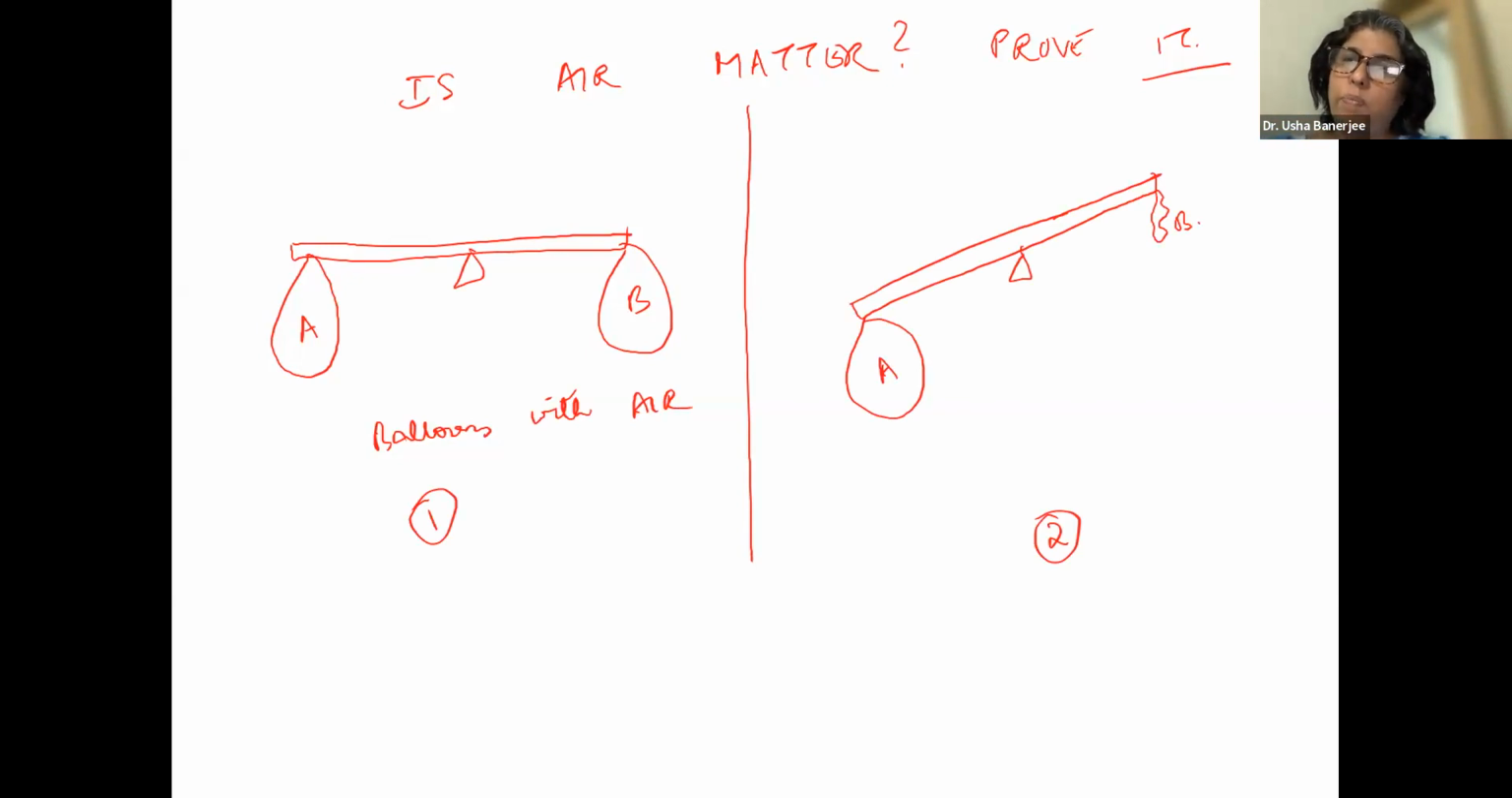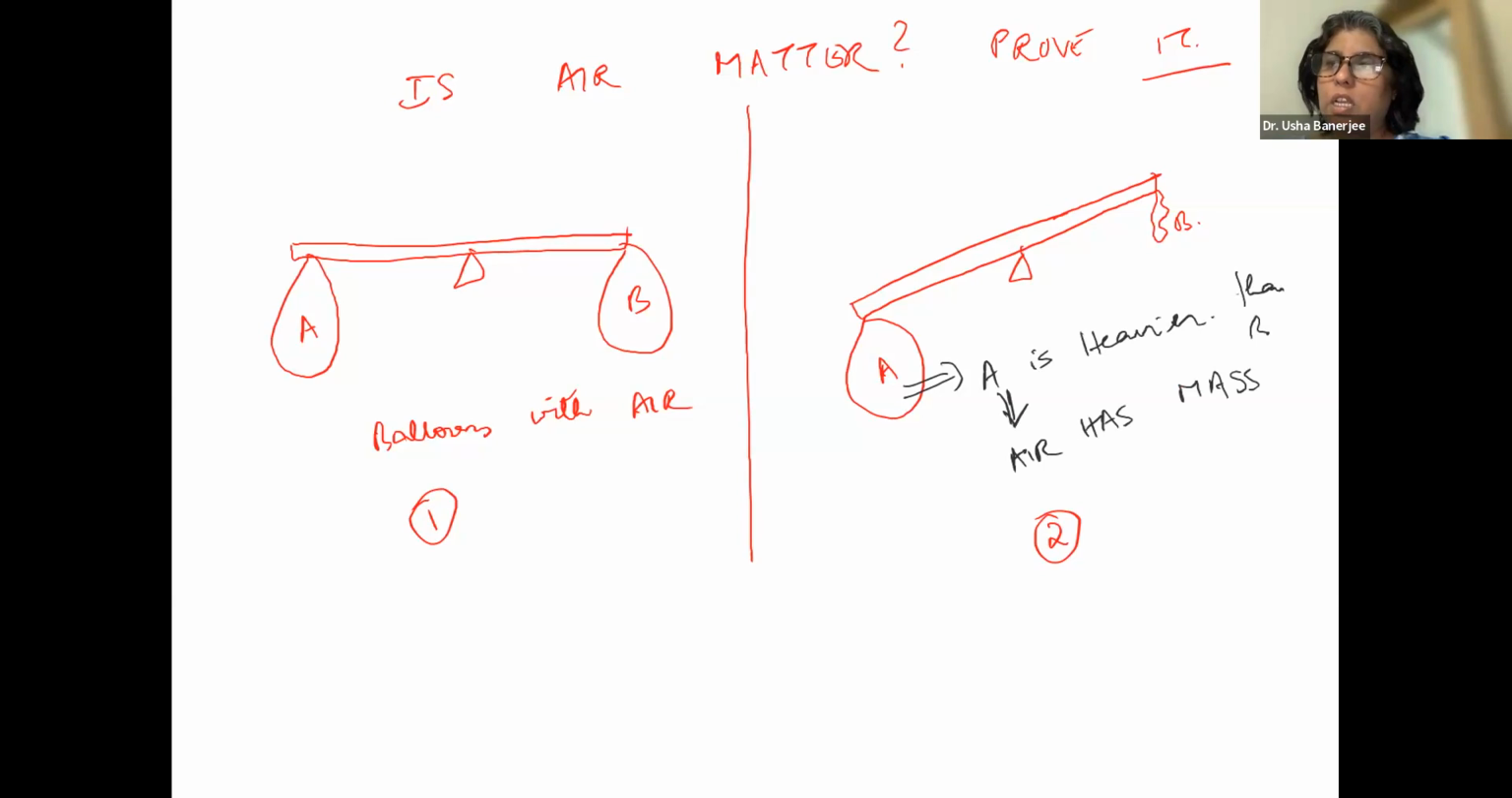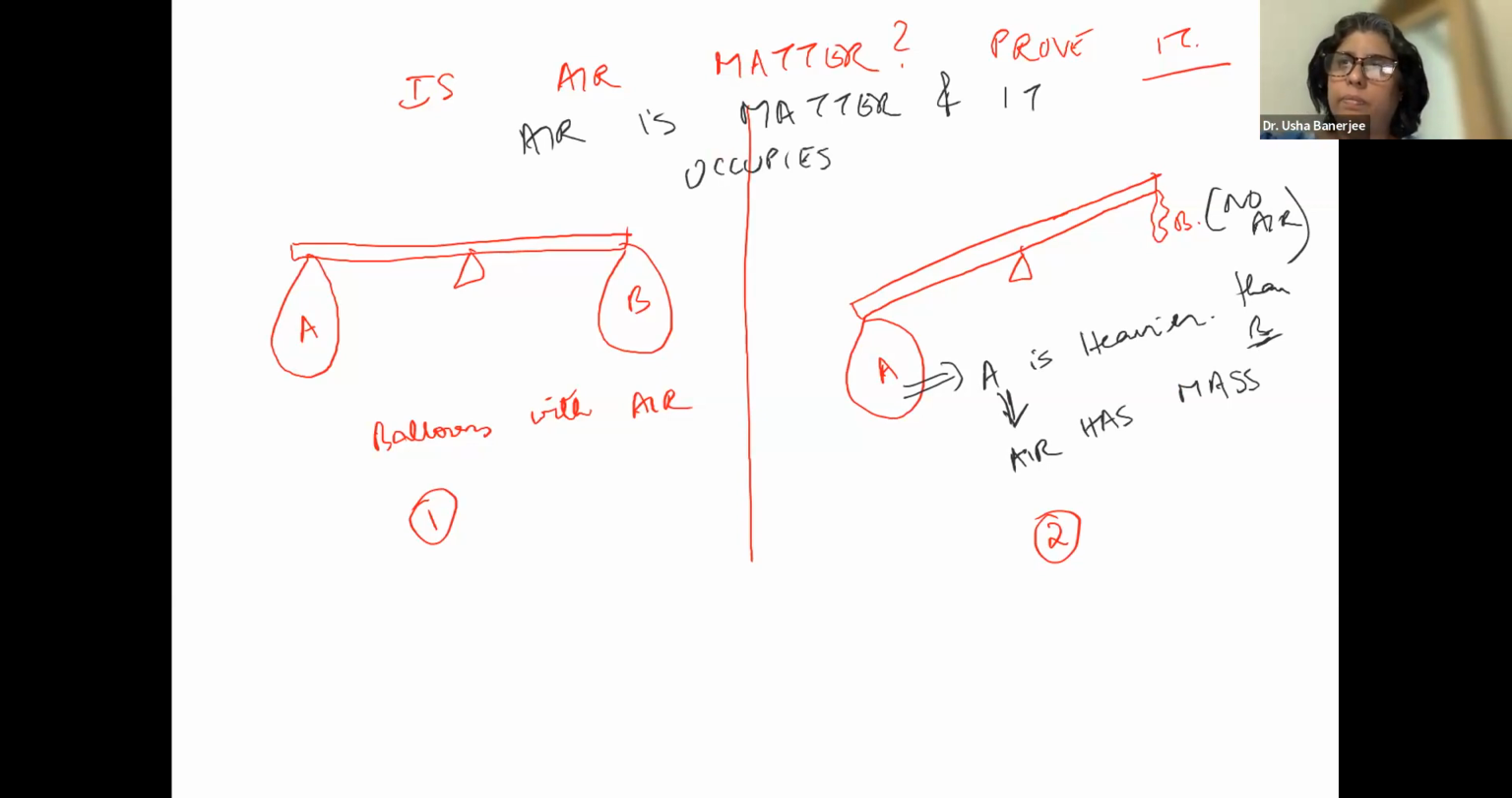So what does it prove? It proves that A is heavier. So this proves that air has mass. Because A is filled up with air and B has no air, right? B has no air. The rod has tilted or become heavier towards A. So this simple experiment proves that air is matter and it occupies space. Okay? Understood? Simple things we'll talk about.